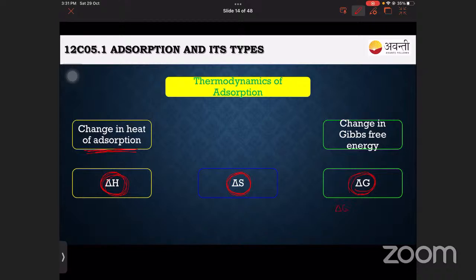If delta G is negative, is the reaction spontaneous or non-spontaneous? Class, reply in the chat. Option A, spontaneous. Option B, non-spontaneous. If delta G is negative, enter the options A or B.